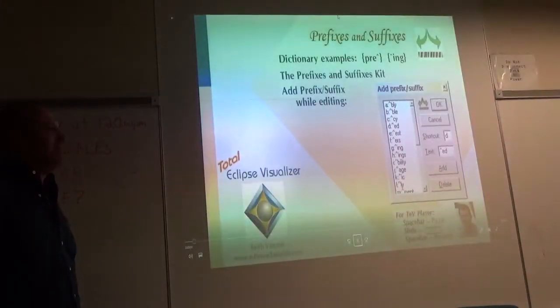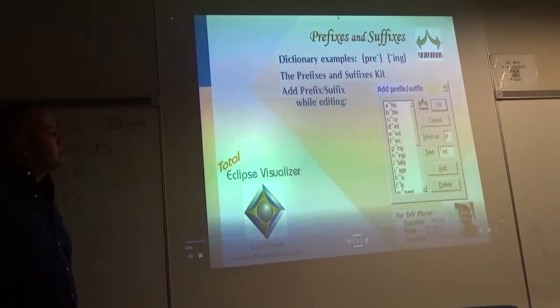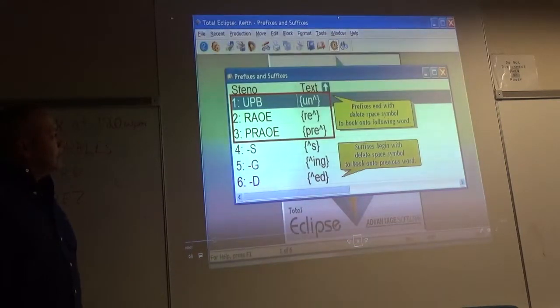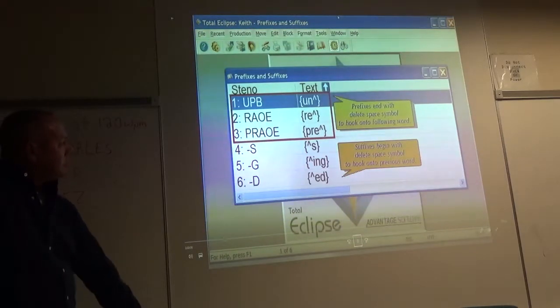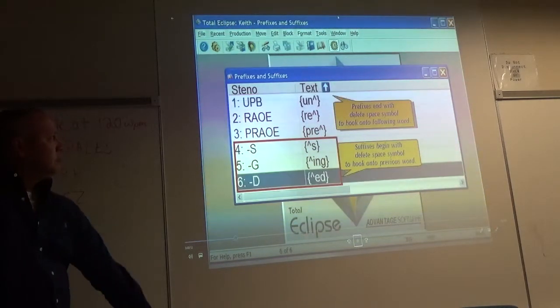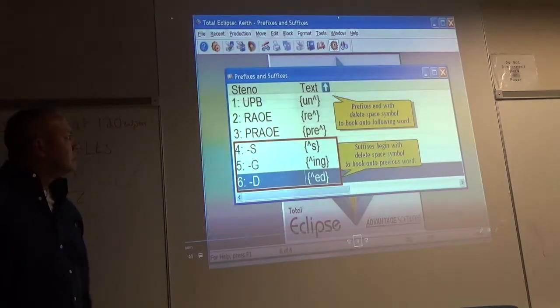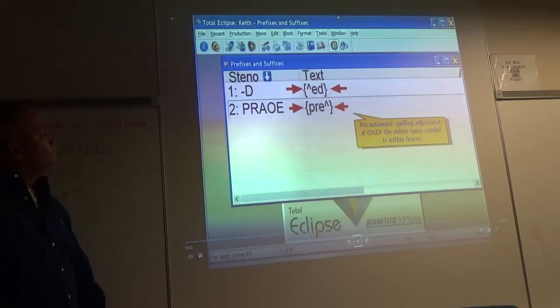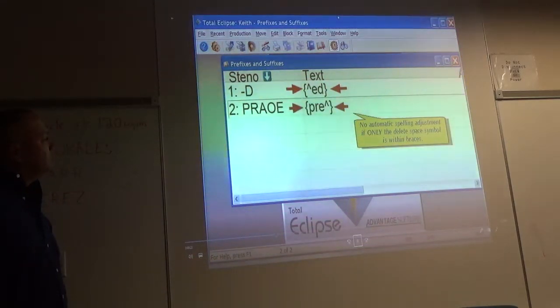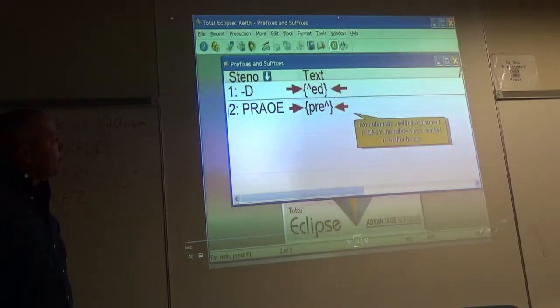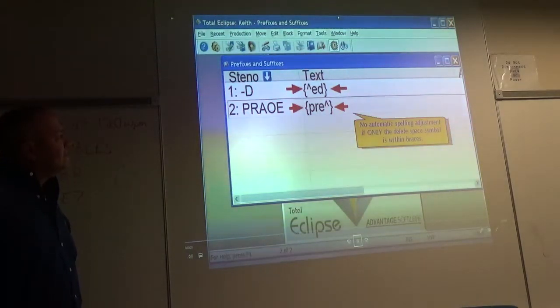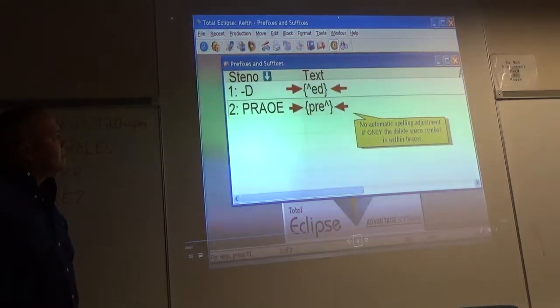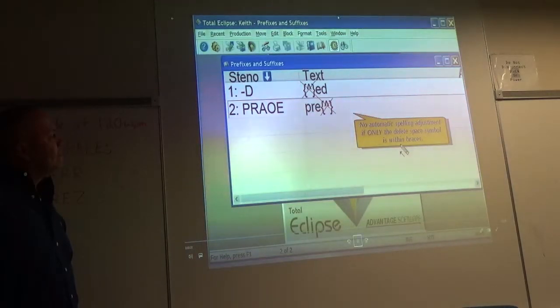Let's see how Total Eclipse handles prefixes and suffixes. Your steno dictionary probably includes common prefixes to hook onto a following word, and suffixes to hook onto a previous word. Eclipse does a great job of adjusting spellings as it adds prefixes and suffixes, but please remember, it will only adjust the spellings if braces surround both the delete space symbol and the prefix or suffix text. Eclipse will not automatically adjust spellings if only the delete space symbol is within braces.